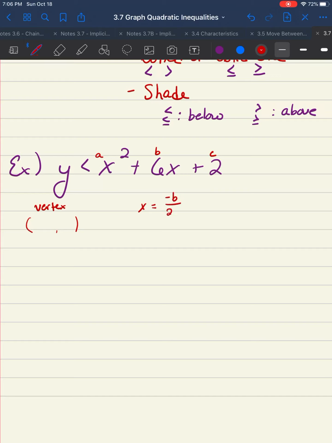All right, so standard form, ABC. I have to find my vertex because I'm graphing. So in order to find my vertex, I first have to figure out what x is. That's where we used a little baby formula, negative b over 2a. So that would be negative 6 over 2 times 1, which is negative 6 over 2, which is negative 3.